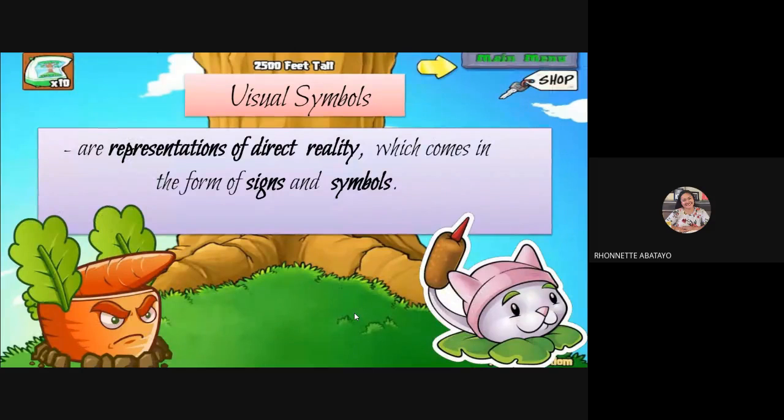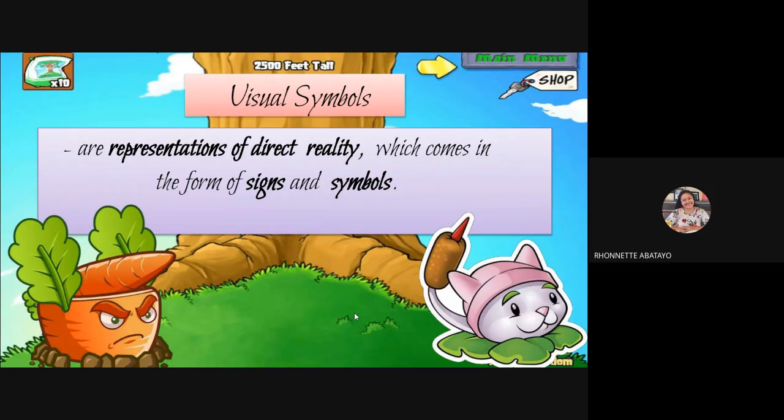So visual symbols are actually representations of the direct reality that we can see, which come in any form. It can be a sign or it can also be a symbol. Now our teachers would usually ask you to read, for example, a long paragraph. But it will be more meaningful if it's in the form of maybe a graph, or some pictures, or maybe it has already been summarized.